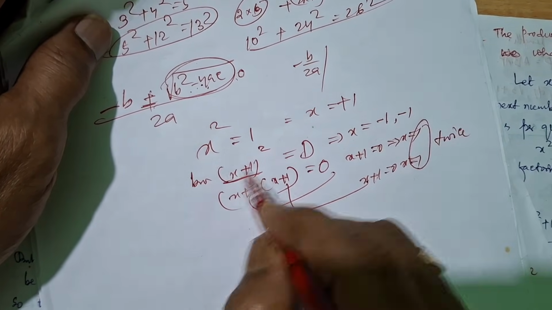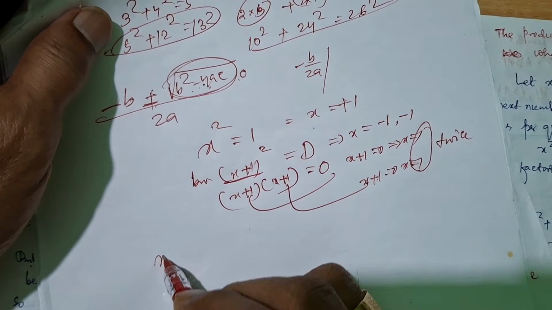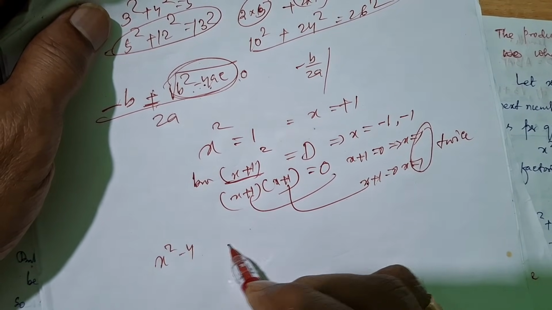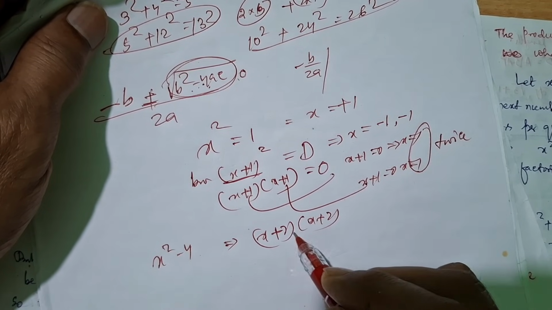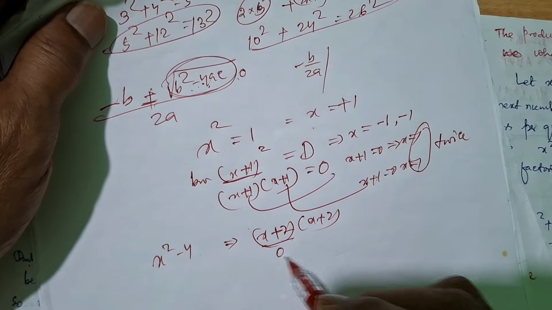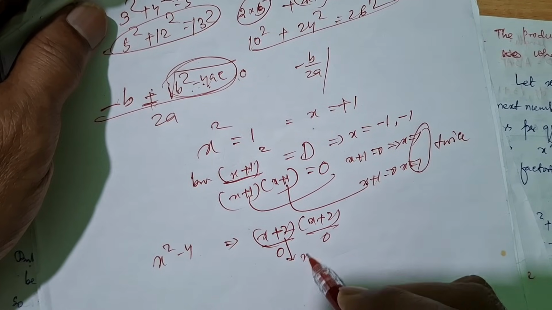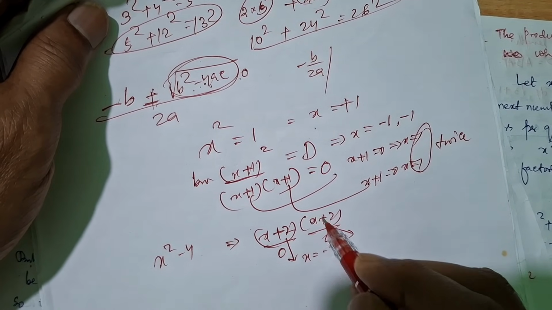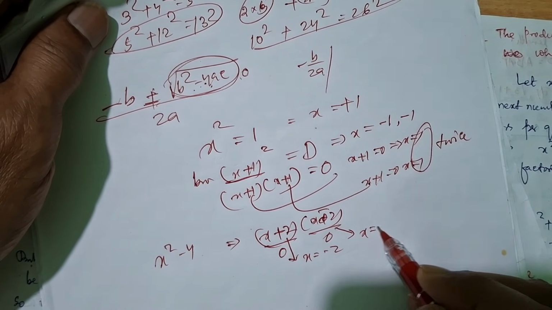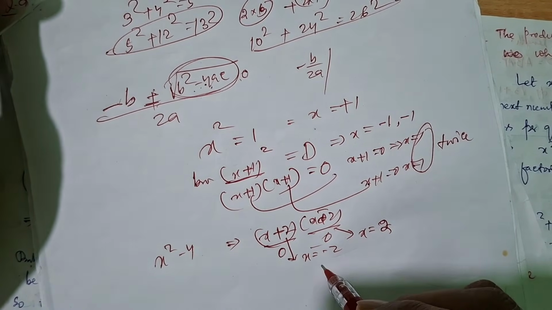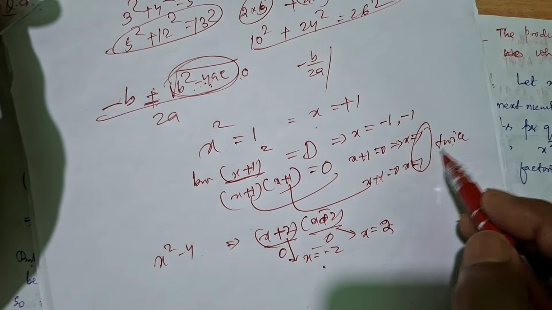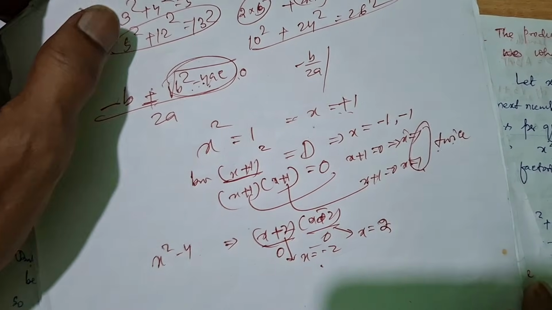Okay, so this is the case. But if x square is equal to 4, this implies x plus 2 times x minus 2 is equal to 0. This implies x is equal to minus 2 or x is equal to 2. Okay, x has two different values, plus 2 and minus 2. But here it is the same value twice, because it is in square form.